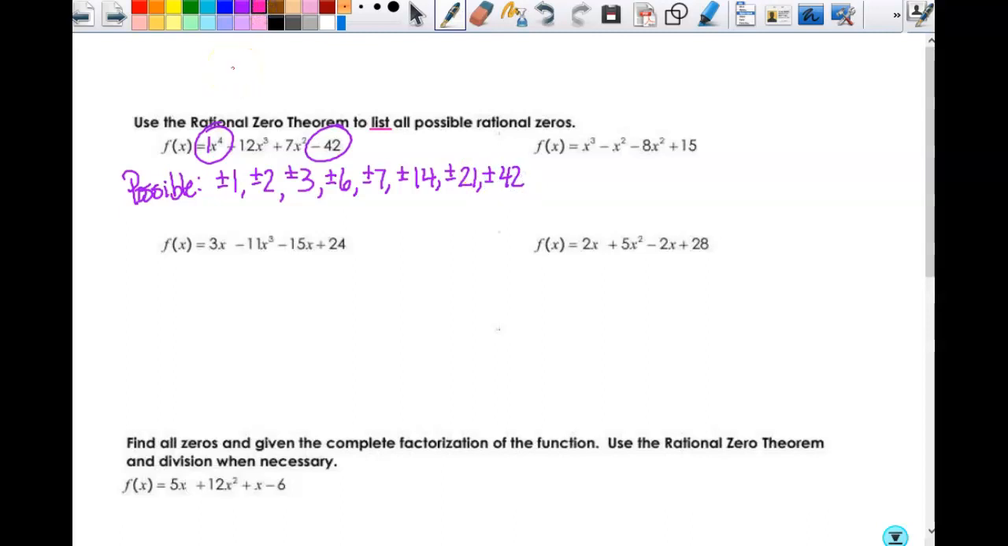Then I move on to this one. Well, once again, leading coefficient is 1. That's beautiful. So your possible zeros are just going to be the factors of 15. Plus or minus 1, plus or minus 3, plus or minus 5, and plus or minus 15.